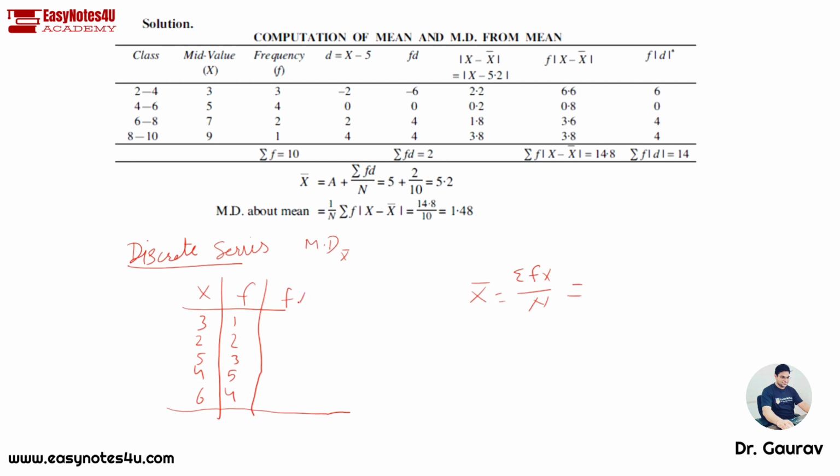So multiply f and x: 3 into 1 is 3, 2 into 2 is 4, 15, 20 and 24. What is the total summation fx? And what will be the value of n? n is equal to summation f. So 3, 6, 11 and 5, which is 4, 14. The total is 3 into 4 is 7, 7 into 15 is 22, 42, 42 into 24 is 60, 66.